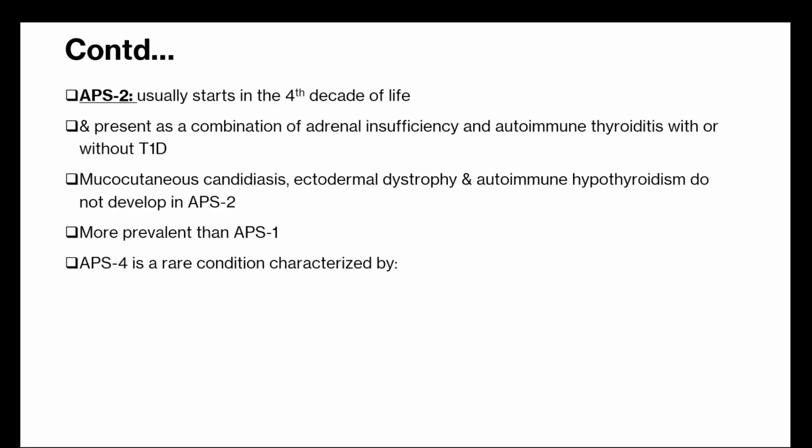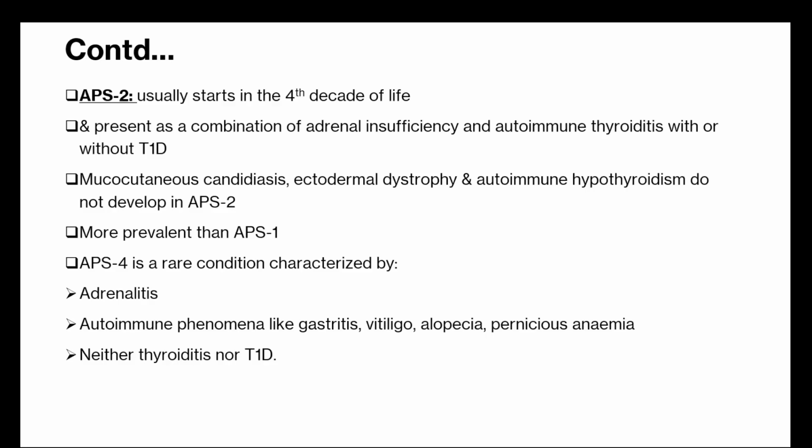And APS4 is a very rare condition which is characterized by adrenalitis and autoimmune phenomena like gastritis, vitiligo, alopecia, and pernicious anemia. But thyroiditis as well as type 1 diabetes are not present, and also the features of APS1 are not seen in APS4.